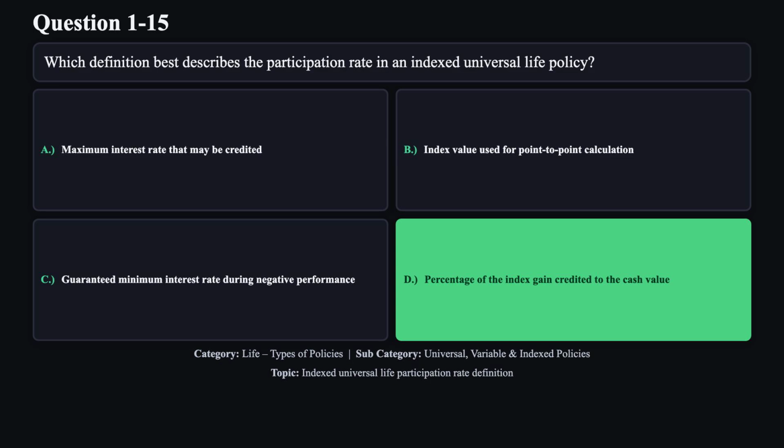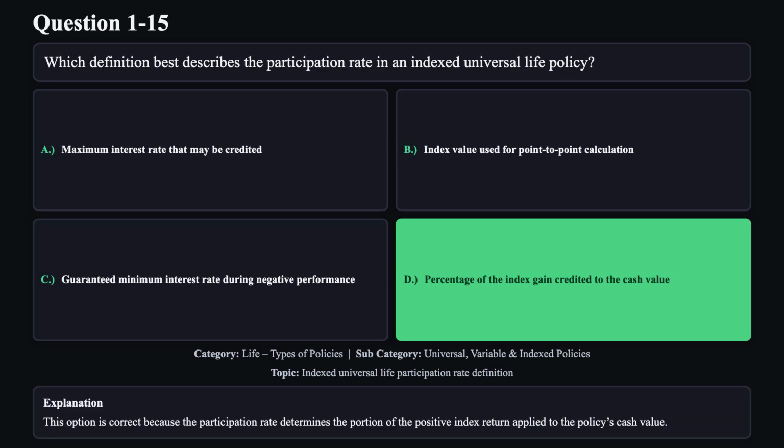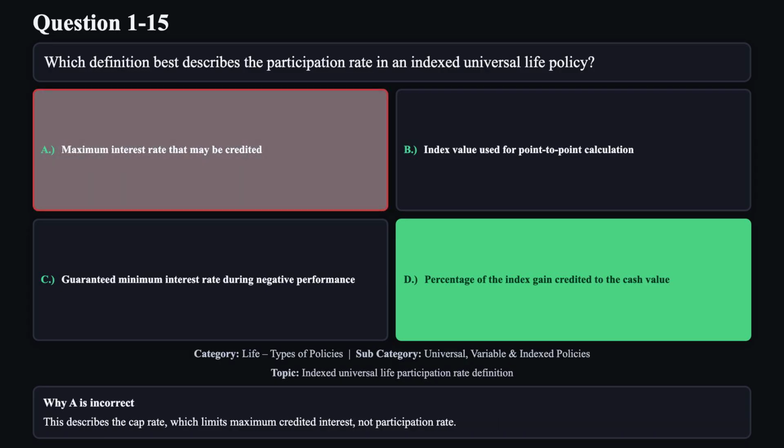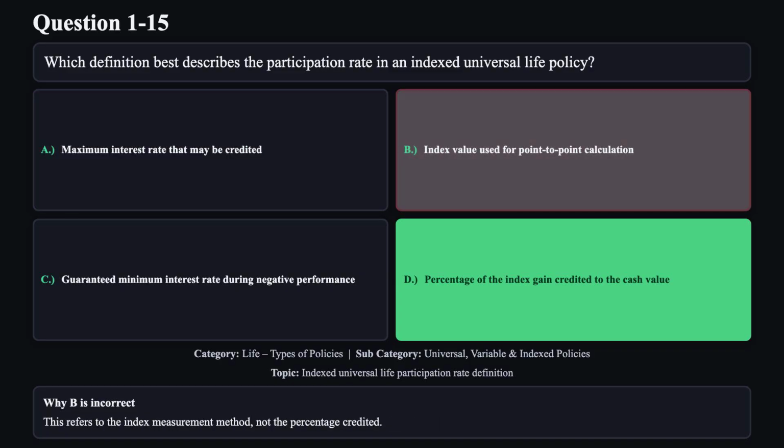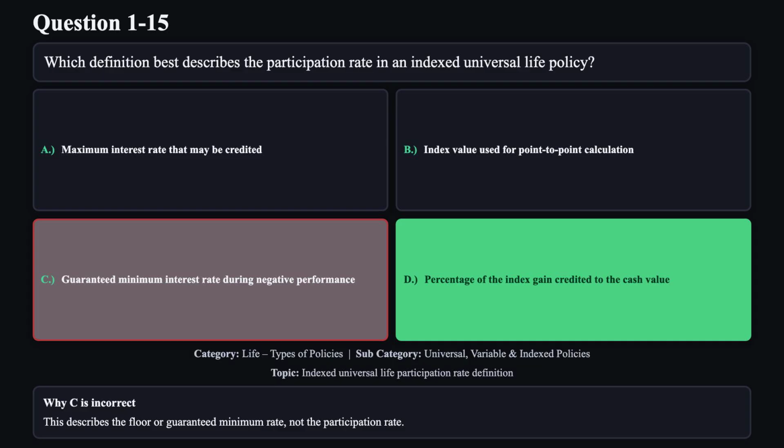The correct answer is D. This option is correct because the participation rate determines the portion of the positive index return applied to the policy's cash value. Reason A is not correct. This describes the cap rate, which limits maximum credited interest, not participation rate. Reason B is not correct. This refers to the index measurement method, not the percentage credited. Reason C is not correct. This describes the floor or guaranteed minimum rate, not the participation rate.